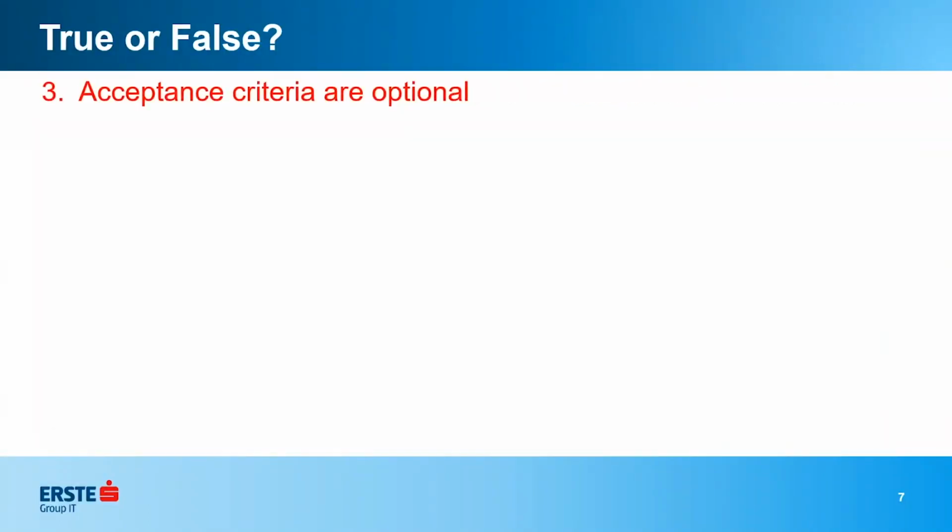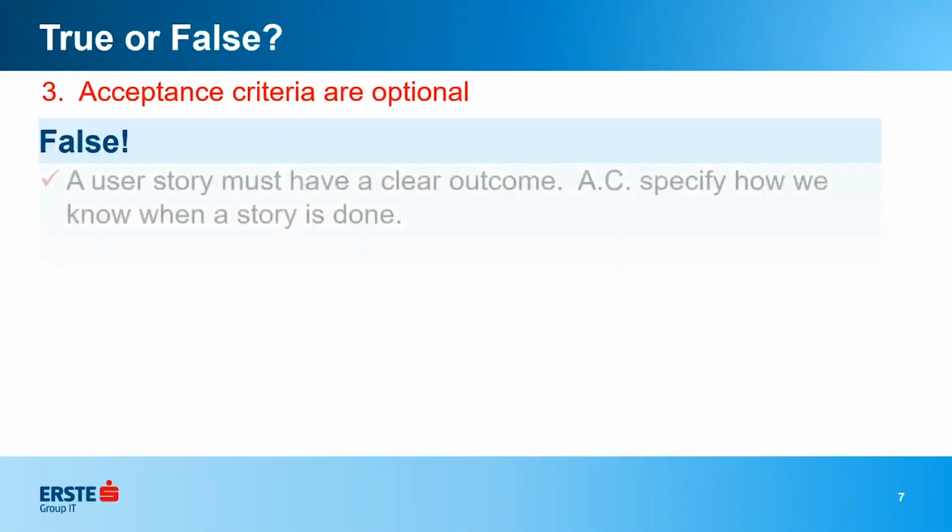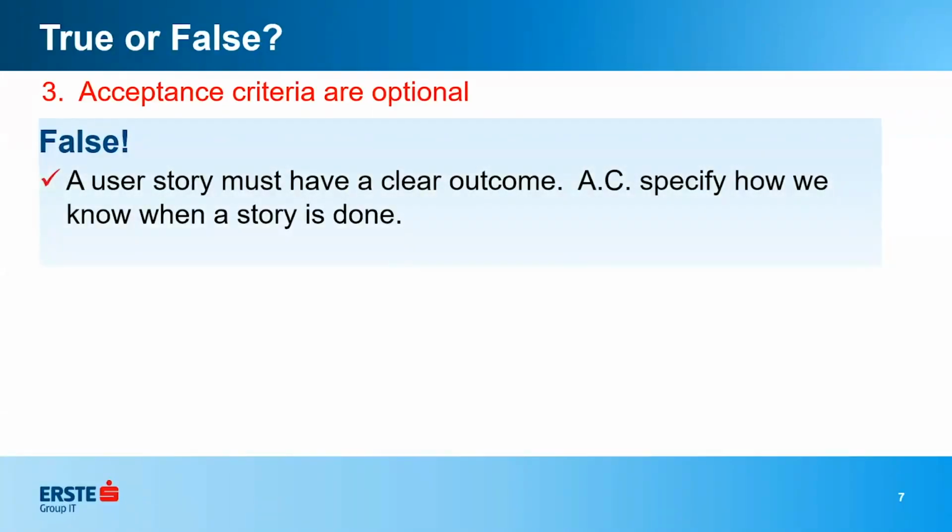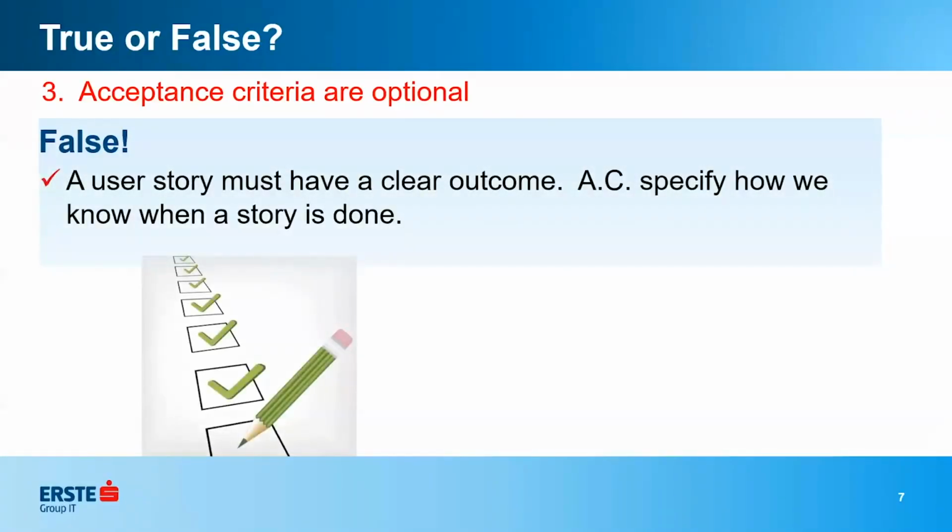Acceptance criteria are optional. A story must have a clear outcome. How else do you know it's done? Right? If you have no acceptance criteria, even if it's a well-written user story, how easily could a tester take that story and translate it into automated test cases? If you don't have good acceptance criteria, you're not helping anybody out by leaving them out.